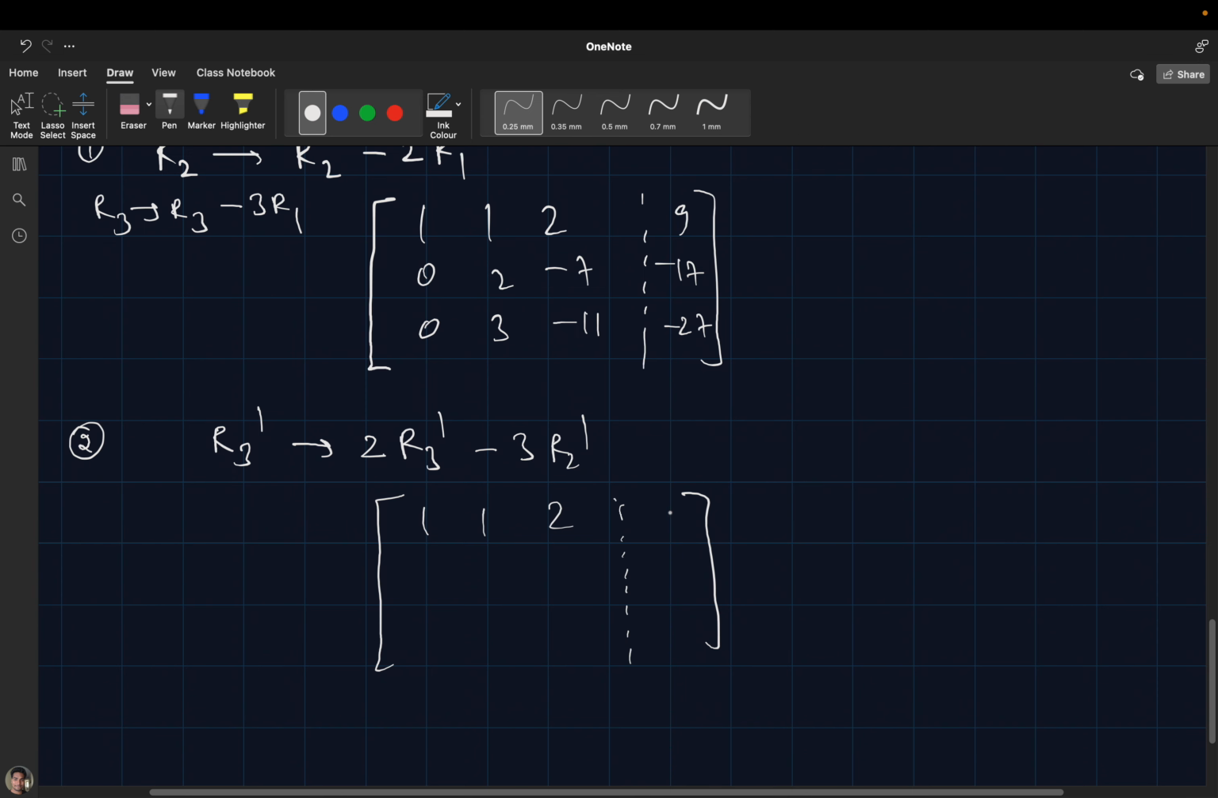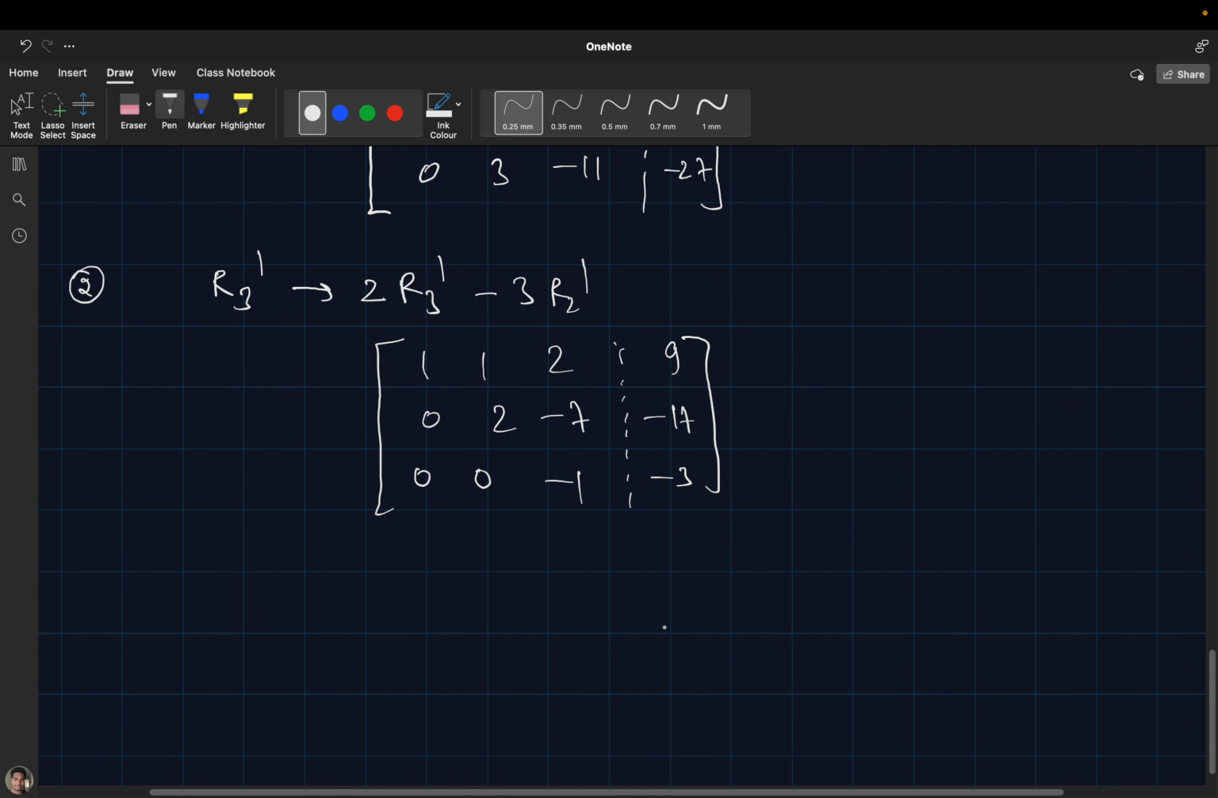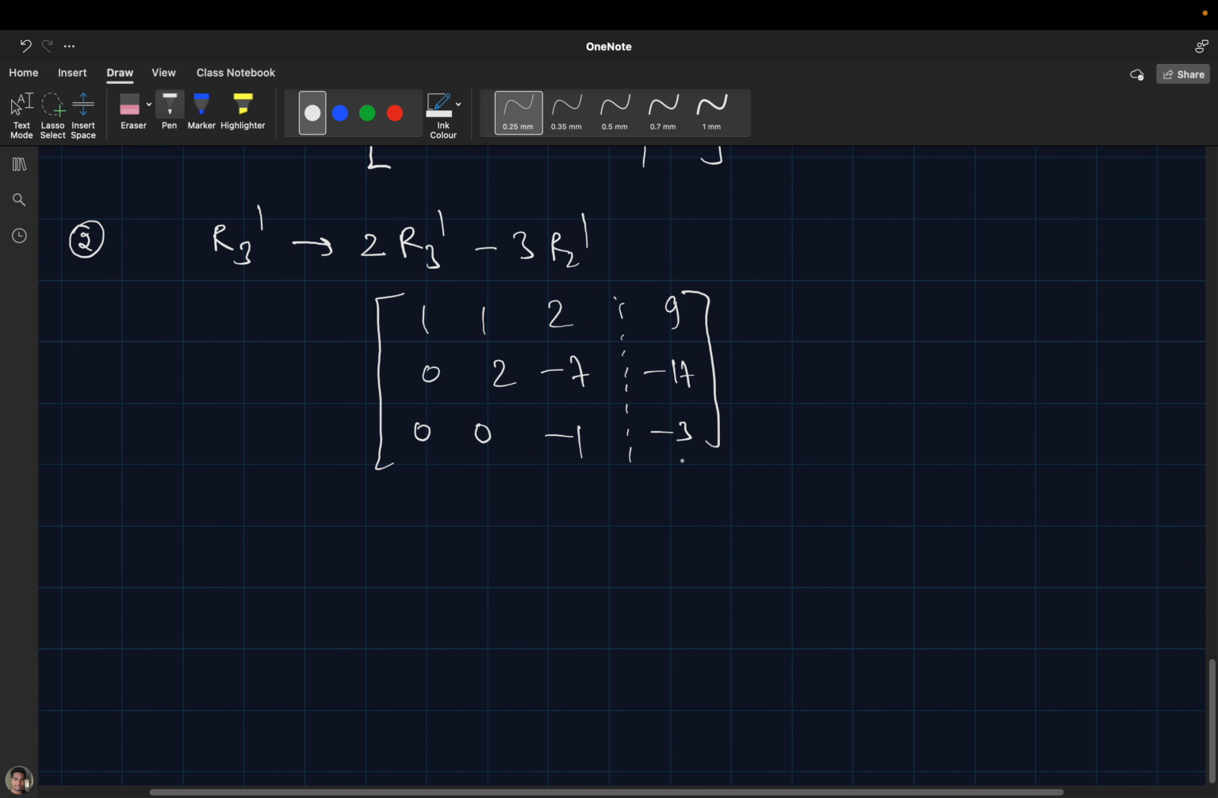The first row will remain the same. The second row will also remain the same. Now the third row will change because I did 2 times this row minus 3 times this row, which means this will become 0. What will this be? Minus 1. And this will become minus 3. So here I can also find the solution from this matrix.